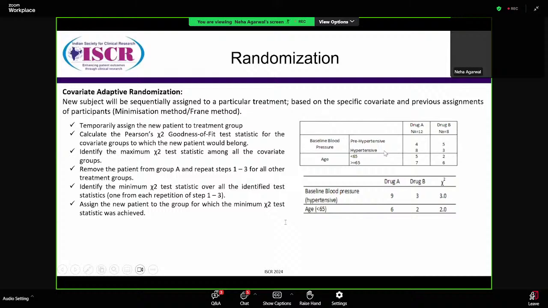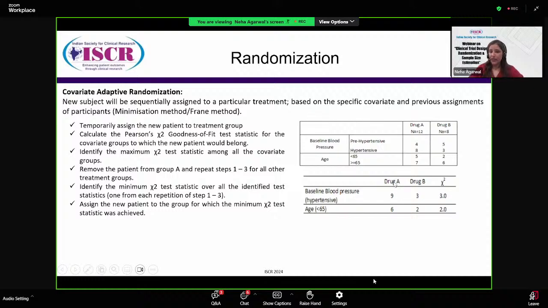What we will do is, when one patient arrives, we will assign drug A to that patient. So if that patient is hypertensive and less than 65, we assign it to drug A, and this count you can see 8 has gone to 9 and 5 has gone to 6, whereas in drug B it's 3 and 2. Okay, so we calculate here the chi-square goodness of fit test statistic. The chi-square we get for blood pressure is 3, for age we get 2. So the maximum chi-square we pick from here, that is 3.